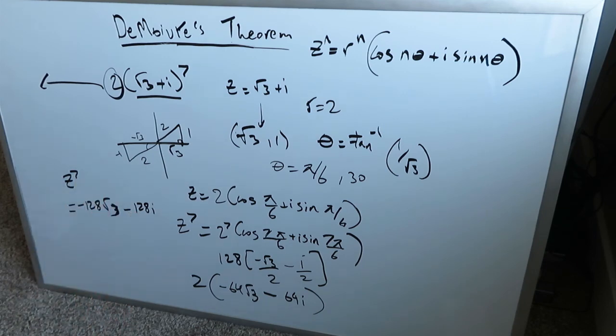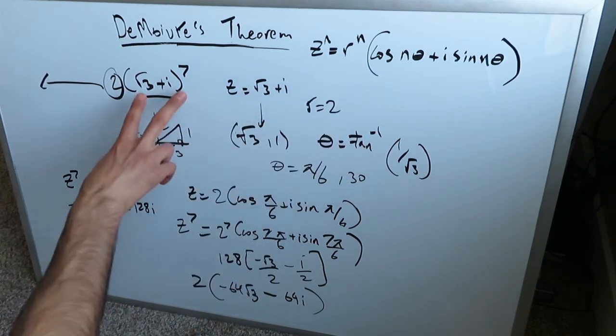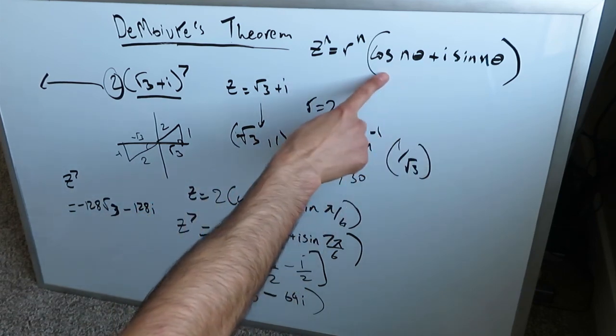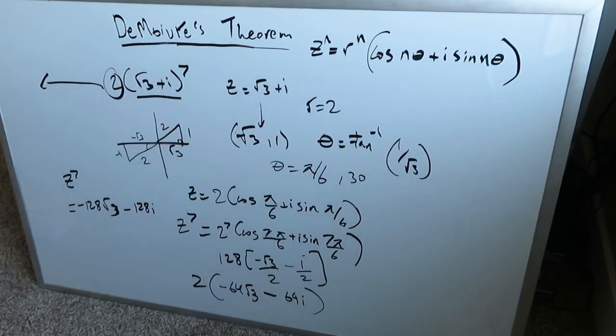So not very difficult. These are the procedures involved in determining the powers of complex numbers. Remember, you're starting with the raw number, converting to the polar form, and then utilizing this formula of the De Moivre's theorem to determine the power of such complex number.